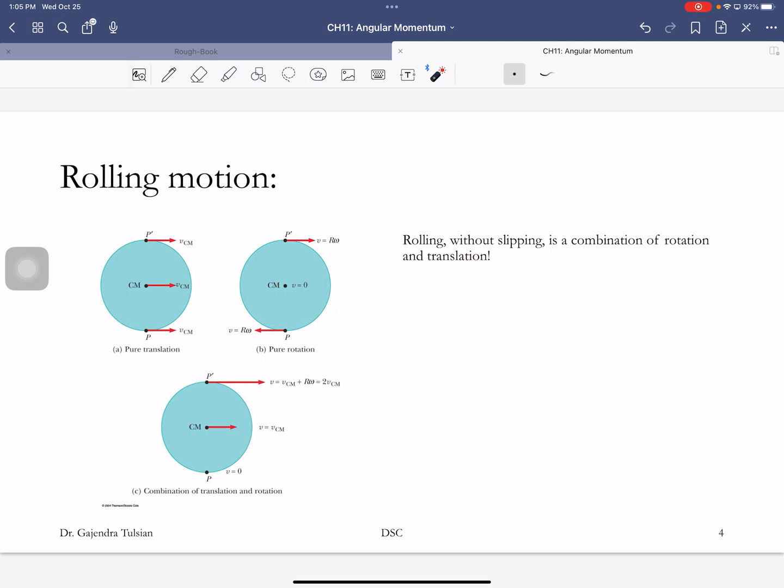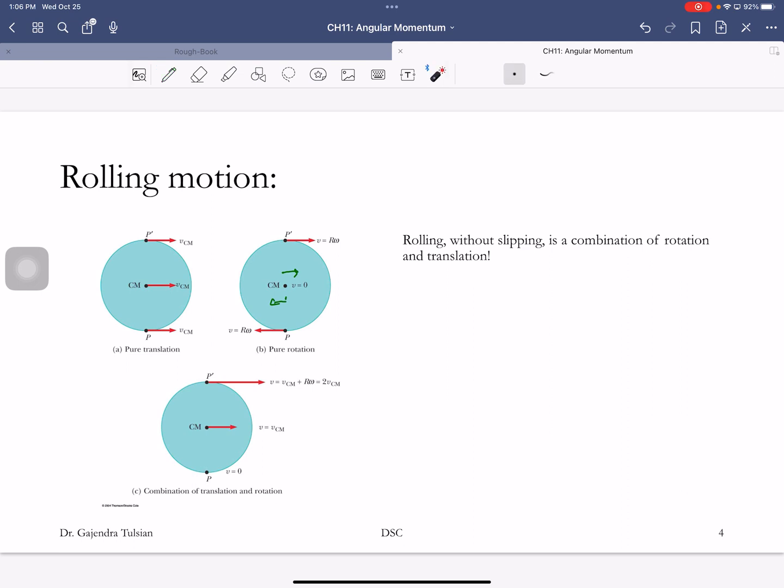In pure translation, every point in the wheel is moving at the same speed. In pure rotation, opposite points, equidistant from the axis of rotation, are going in opposite directions and have opposite velocity. So the further out you are, the faster you're moving, and the closer you are, the smaller your velocity is.